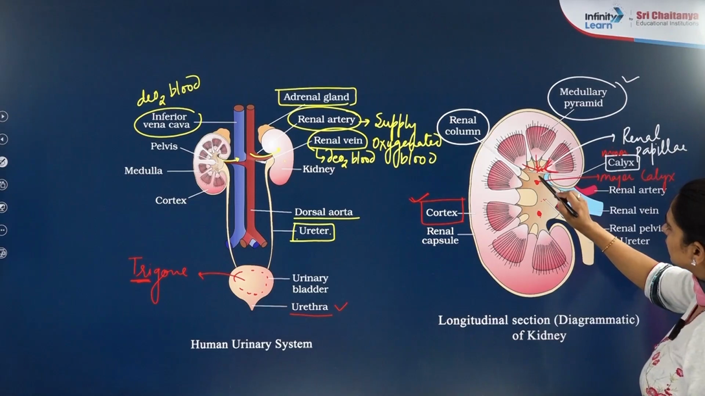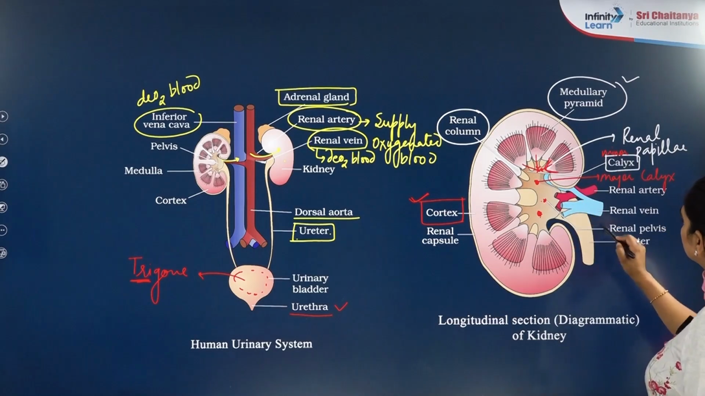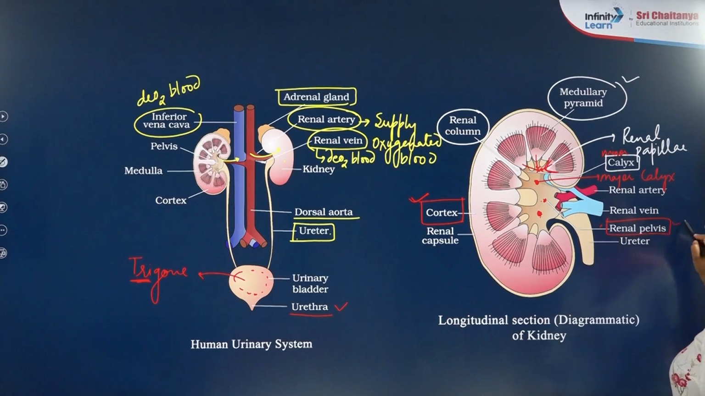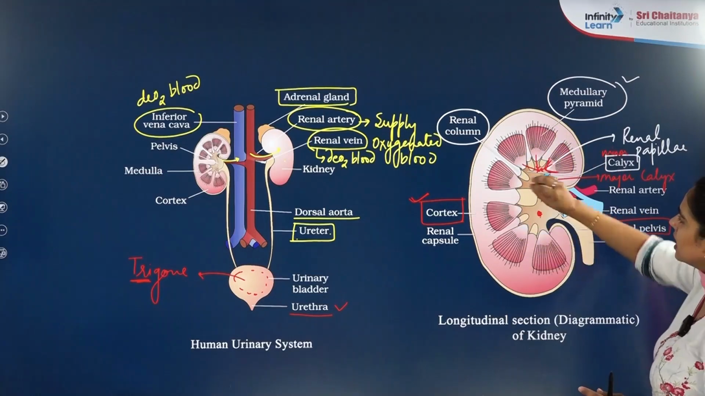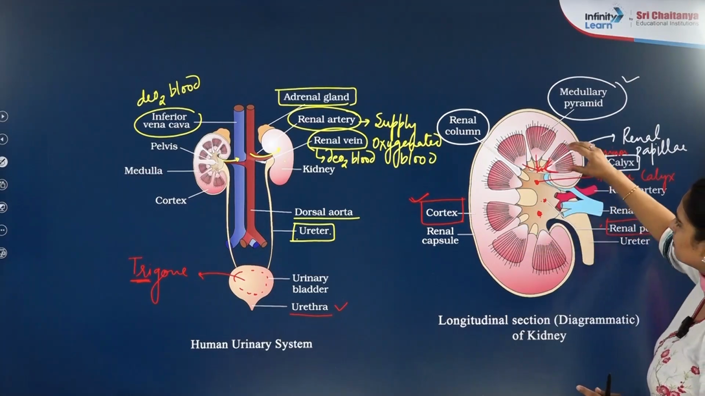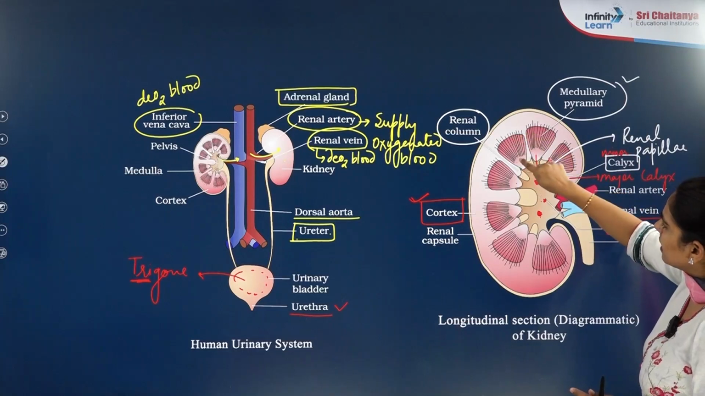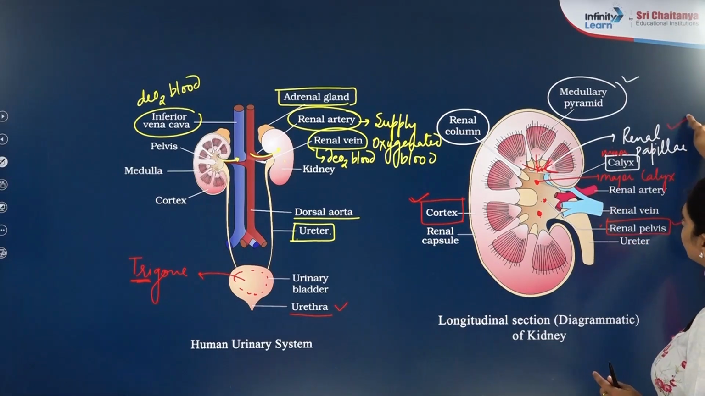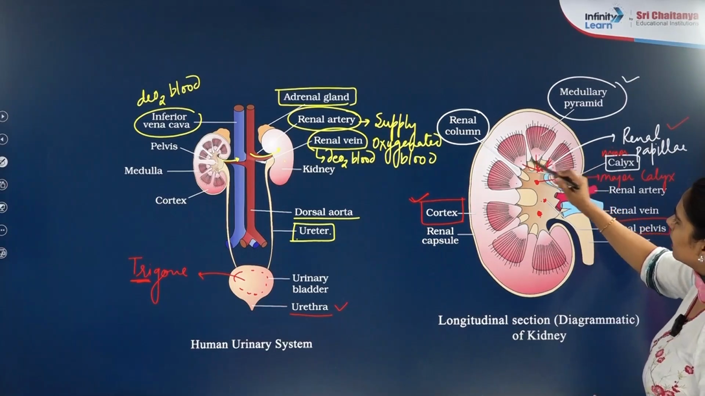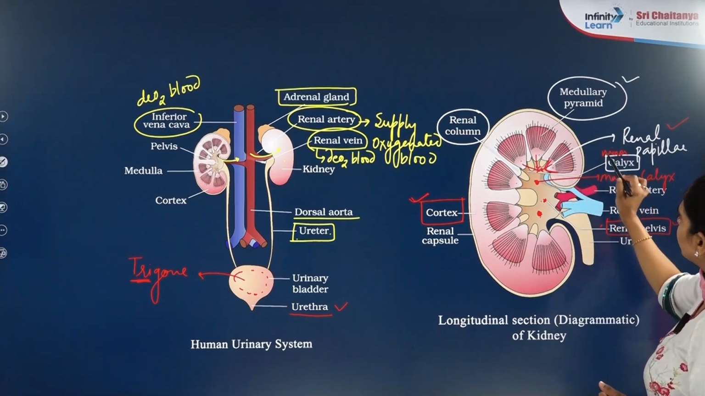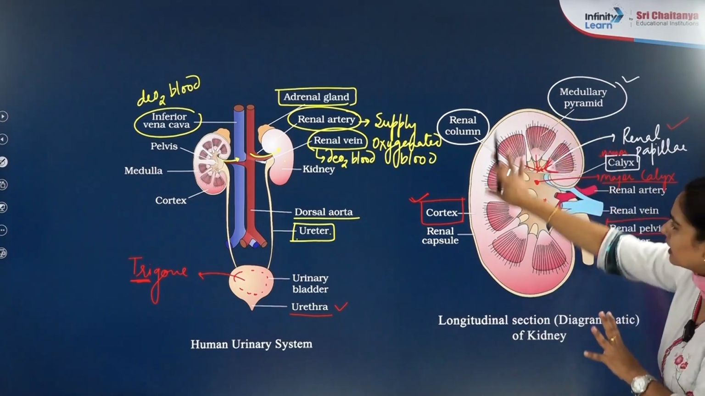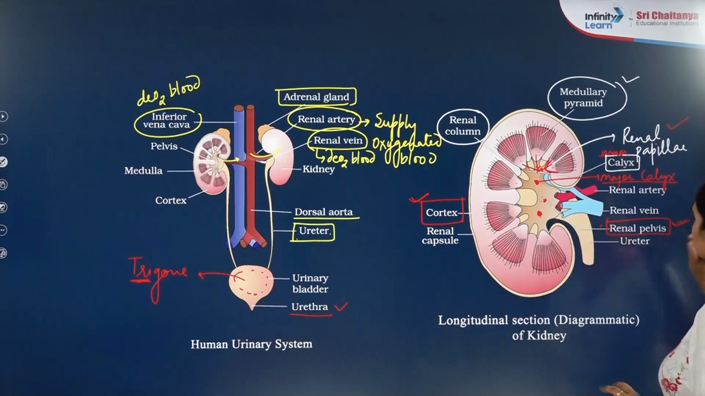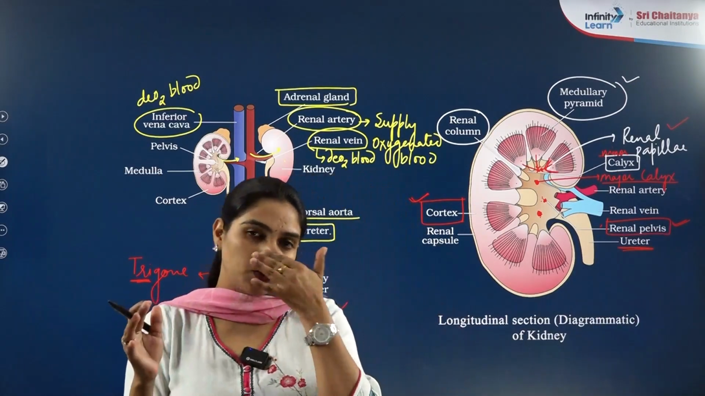So then we can understand that two major calyxes are opening into this renal pelvis. Right, everyone? So are you understanding the internal structure of the kidney? In the internal structure, you can see the medullary pyramids, and each medullary pyramid will have a renal papilla. Two or three renal papillae are opening into a minor calyx, then they will lead into a major calyx, and in one kidney there will be one renal pelvis. From the renal pelvis only the ureter is arising. So I hope this is clear to everyone.